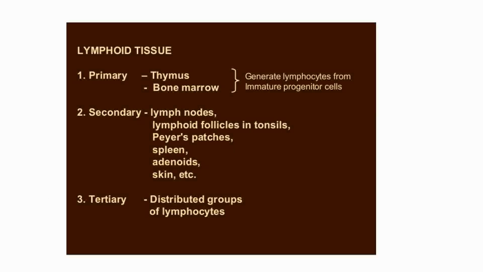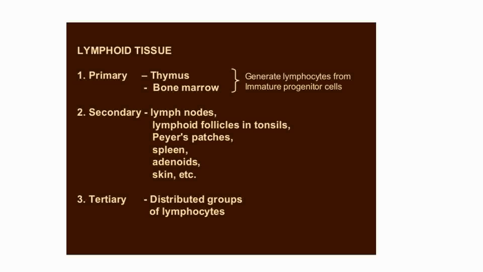Here is the basic classification of lymphoid tissue. Lymphoid tissue is classified into 3 main types: primary, secondary and tertiary. In primary lymphoid tissue, the thymus and the bone marrow come under it. This classification is very important throughout. So the basic classification you should know.